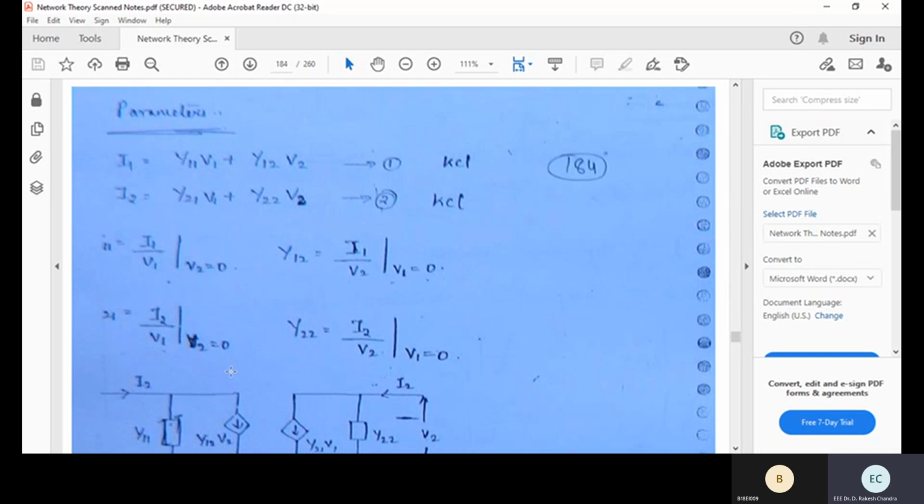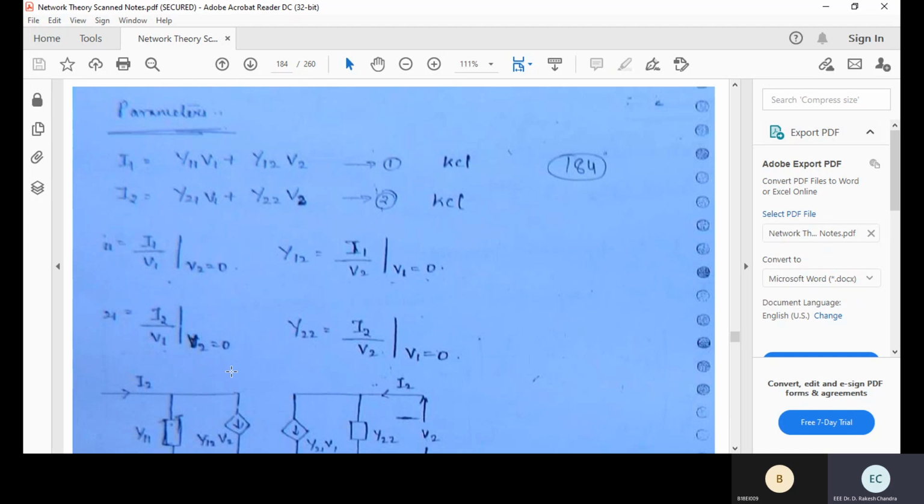Next is Y parameters. Y parameters are for the same two port network. V means Z into I, I means Y into V. Simply, if you invert your Z parameter matrix of Z11, Z12, Z21, and Z22, you will get the Y parameter matrix.